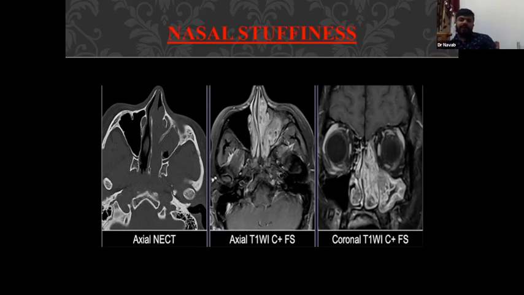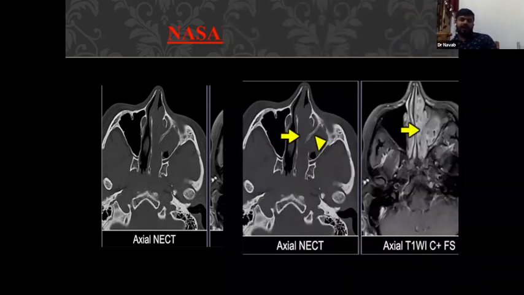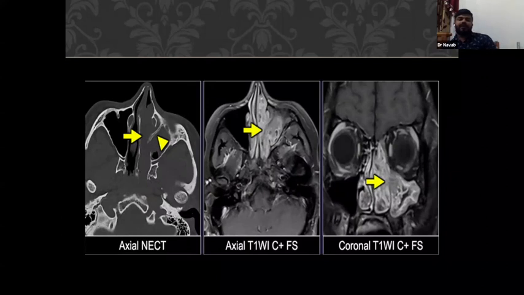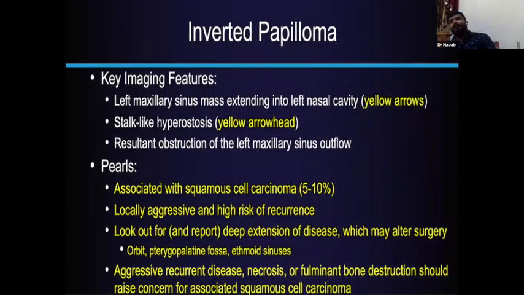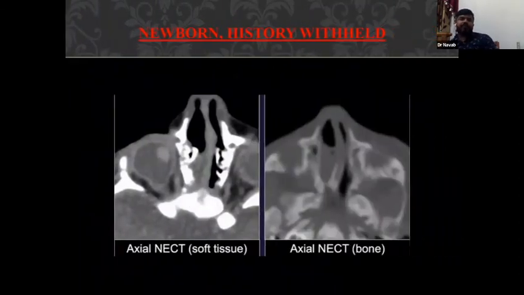Yes. So what are the CT features of the case? You are seeing something, I marked one side. What is that? Stalk-like hyperostosis. That is the typical feature of inverted papilloma, right? Then you already mentioned this cerebriform pattern in case of the contrast. Okay.